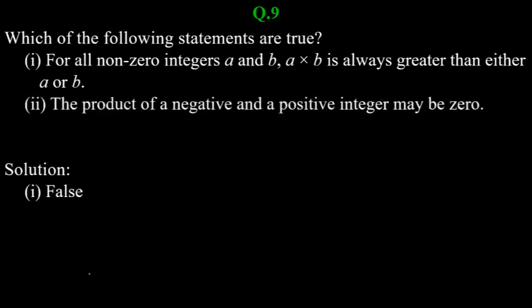Next, the product of a negative and a positive integer may be zero. Samarth, think again. Devansh, correct. Arush, correct.